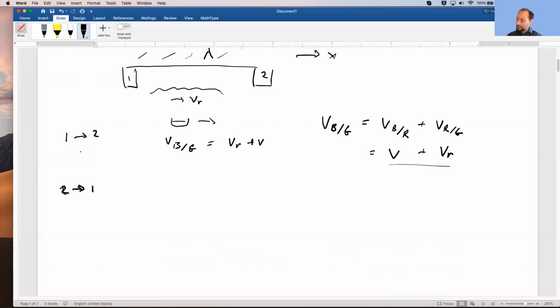Okay, so this is 1 to 2, how about 2 to 1? Well, the river is still flowing in this direction, so the velocity of the river relative to the ground is positive. Let's apply this. This is the physical reasoning, and this is the math.